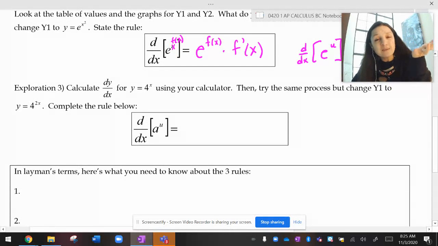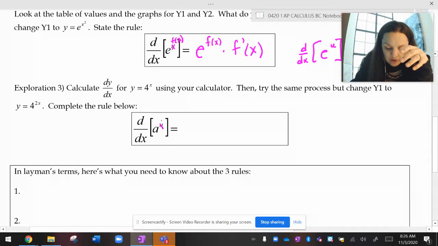Now, what if instead of e, I have 4 to the x and I want to take the derivative? Well, then we're in a different place. So I want to talk about what the rule is, and then I'll give you the backstory as to why it is. So if I have the derivative of a to the u, where a is a number and u is a function of x, let's do the same thing we did before and change that to a to the f of x. The derivative of a to the f of x starts just like the derivative of e to the f of x.